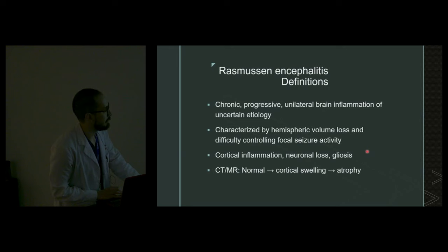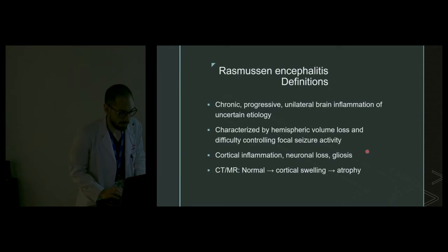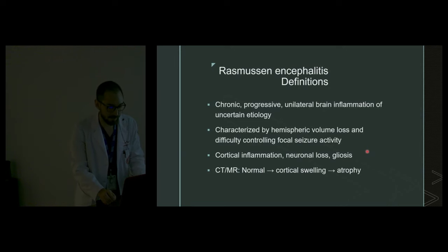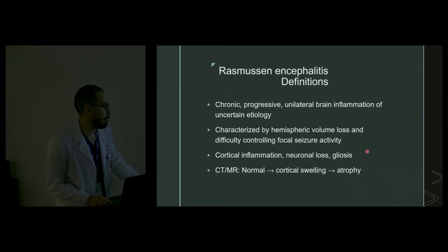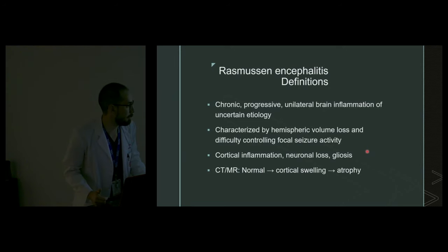This was Rasmussen encephalitis. The definition of this disease is that it is a chronic, progressive, unilateral brain inflammation of uncertain etiology. It is characterized by hemispheric volume loss and difficulty controlling focal seizure activity. It is characterized as well on imaging by cortical inflammation, and in the pathology, as cortical inflammation, neuronal loss, and gliosis.